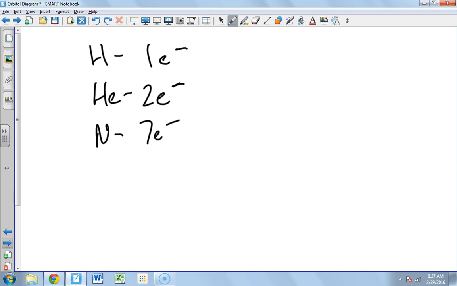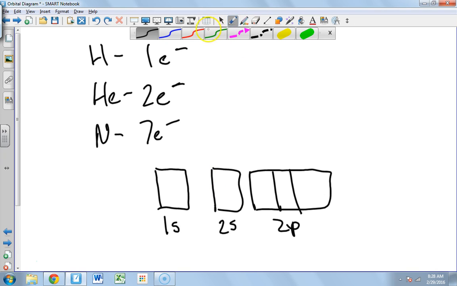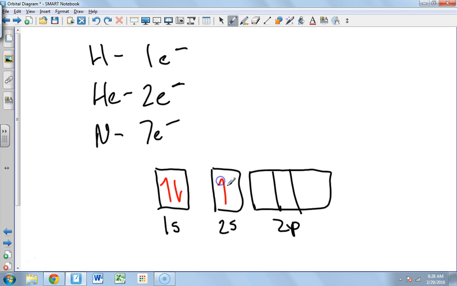There are times when you will see, instead of lines, boxes. So it'll be like this, 1s and then 2s and then 2p. And these are, again, similar to orbital diagrams, because people don't want to have to write it out. So if we were to do fluorine as an orbital diagram like this, it has 9 electrons, and so we have 2, 4, 6, 7, 8, 9 electrons. That would be this representation of the same thing.